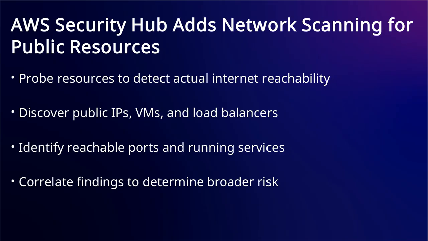You can identify reachable ports and running services behind them, with each reachable port generating a Security Hub finding. Security Hub exposures can then correlate findings to determine broader risk by combining network scanning results with other findings and resource configurations. You can enable network scanning in individual accounts and regions or across your organization via configuration policy. The capability is included with Security Hub Essentials at no additional cost.